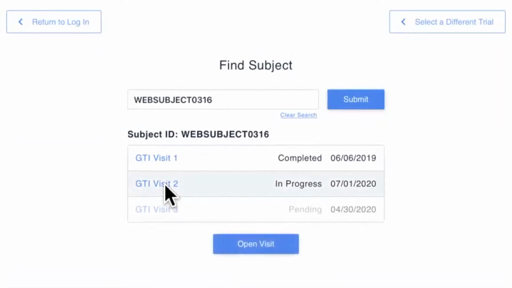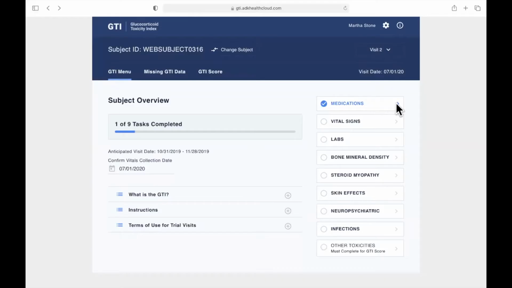We've already entered the baseline data. So let's enter the data for the first follow-up visit. Say, hypothetically, this is 13 weeks. This is the main screen, the home page, if you will, of the GTI app. And it is arranged according to a logical flow in a clinical trial visit for a patient.